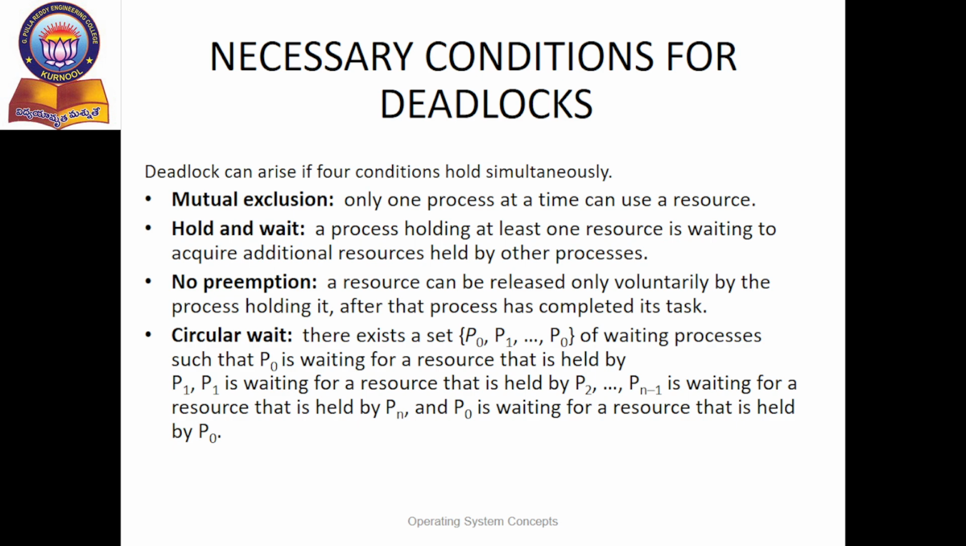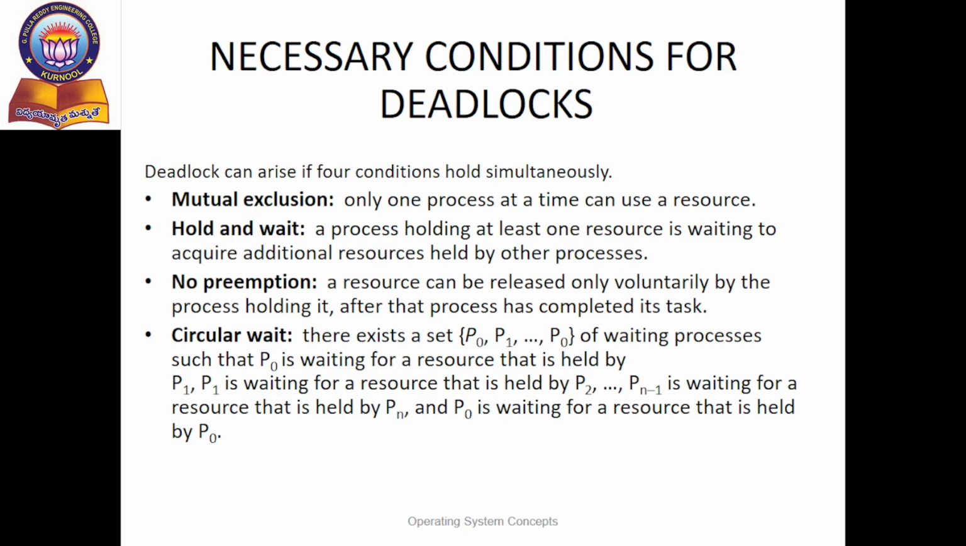Next comes the third condition. What is the third condition? No preemption. What is no preemption? Once the process starts using the resource, it can release the resource only when the execution gets completed. That means the resource cannot be forcibly removed from that particular process. That is known as no preemption. As soon as the process completes its execution, it can voluntarily release the resource. In the middle of the execution, that process cannot release it, and another process cannot forcibly take the resource from that process. That is known as no preemption.